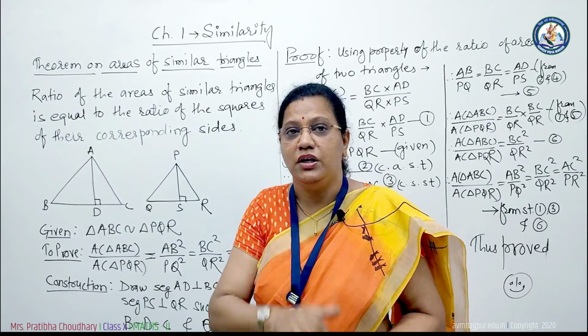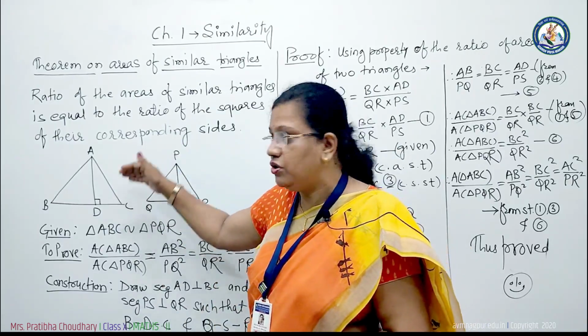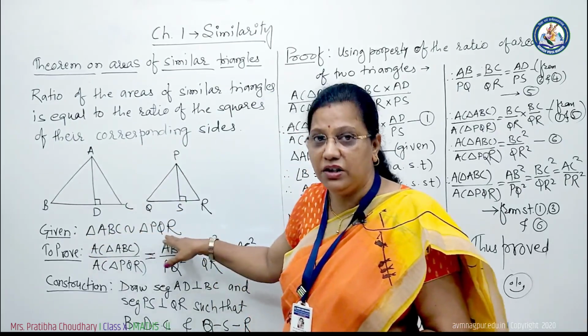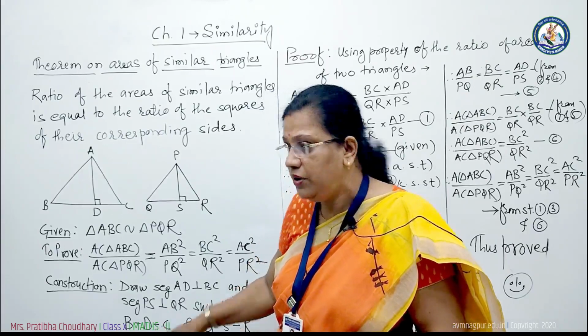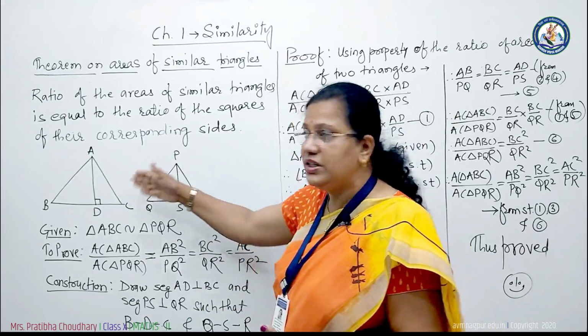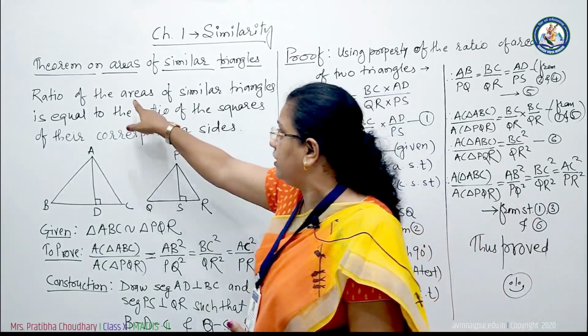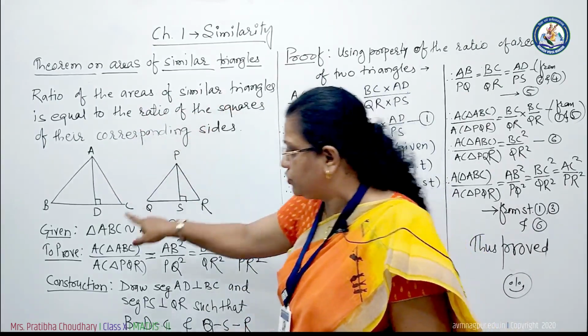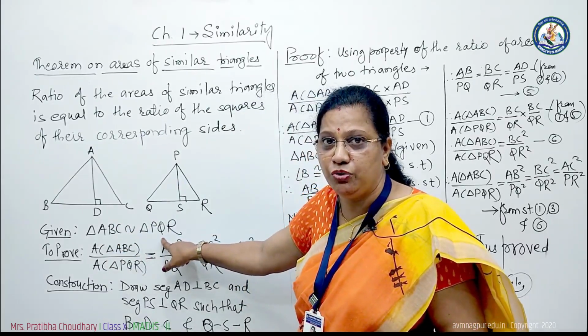Actually, you should start writing the proof of a theorem with the diagram itself. Because without the diagram, you cannot write the given, you cannot write what to prove, you cannot construct anything. Okay, so these are the triangles. The original triangles are ABC and triangle PQR, and these two triangles are similar. So in the given, we will write triangle ABC is similar to triangle PQR.